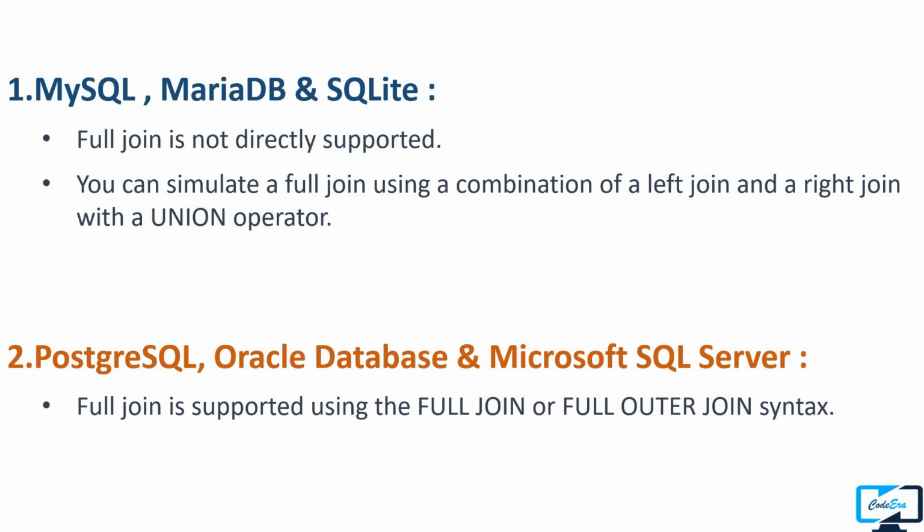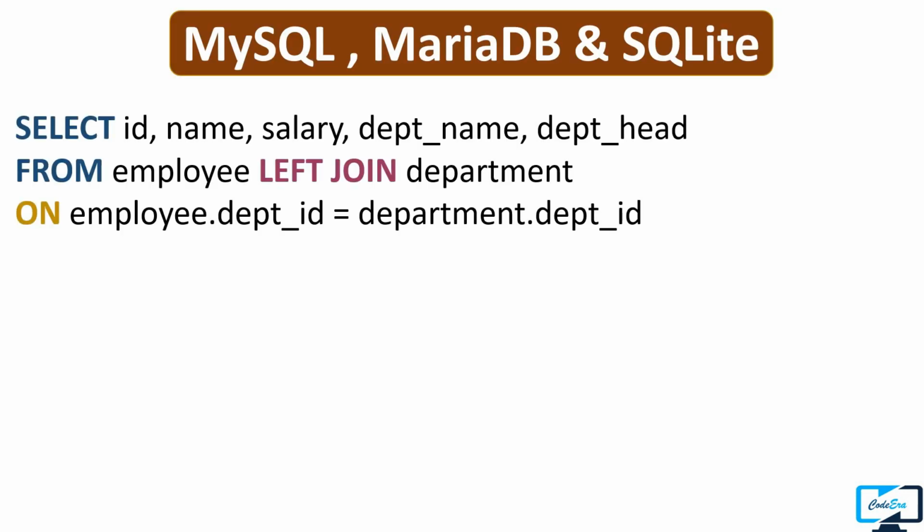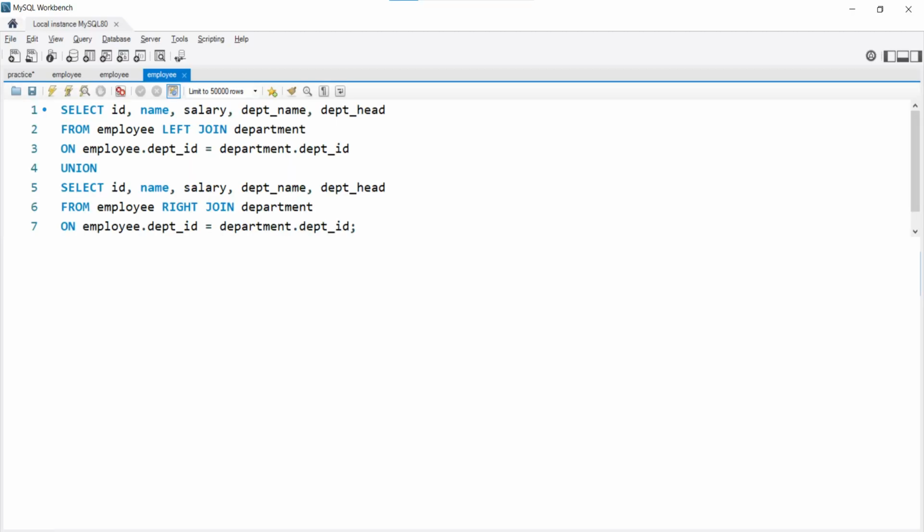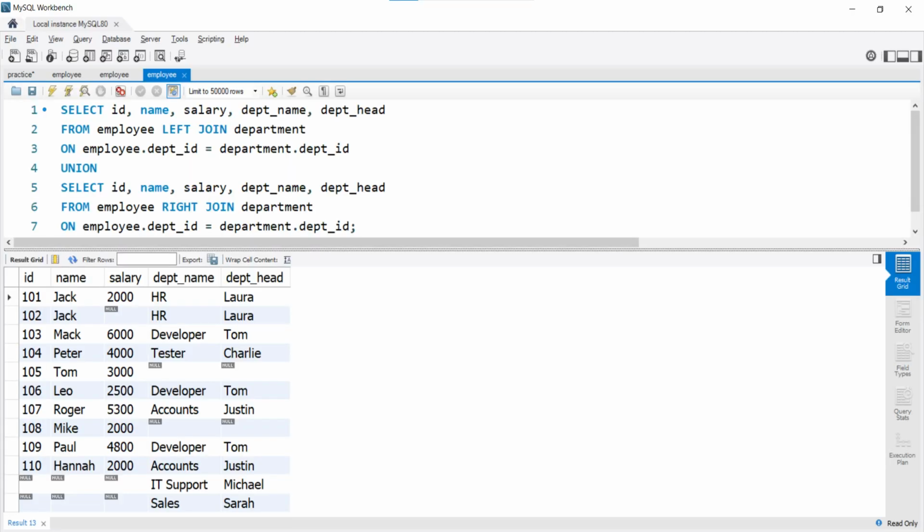Here we are using the MySQL database. So here we will write two select queries. One is for the left join and the other one is for the right join. And then we will combine them using the union operator. Let's execute this query. You can see we have the combined result of left and right join.